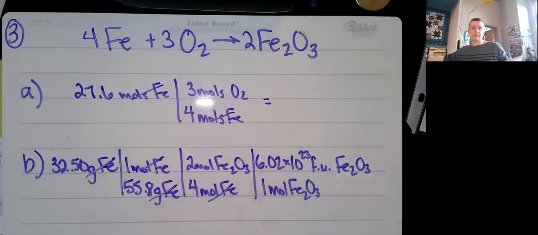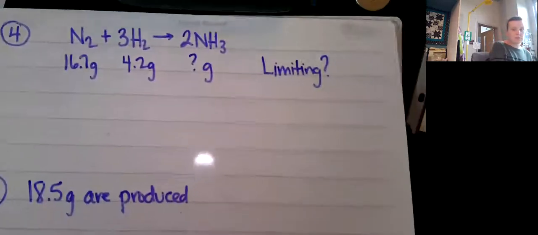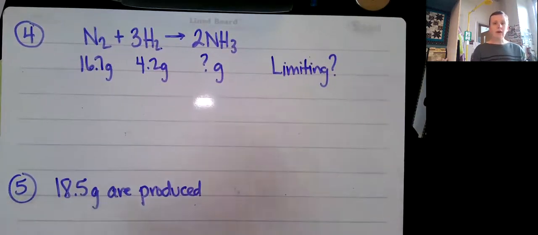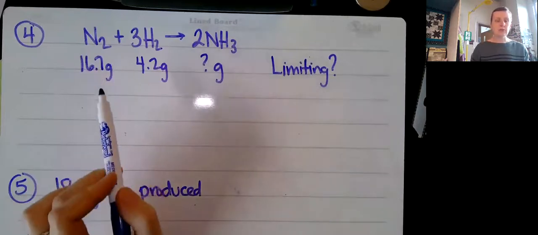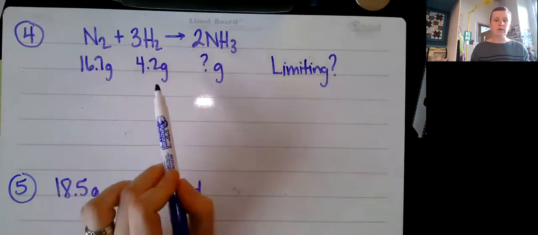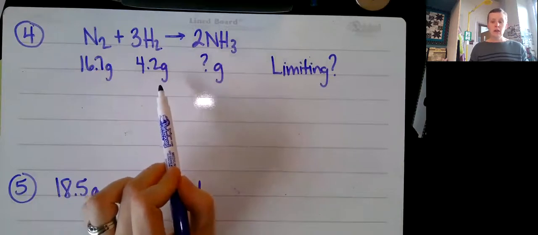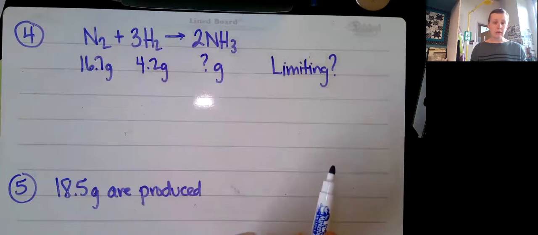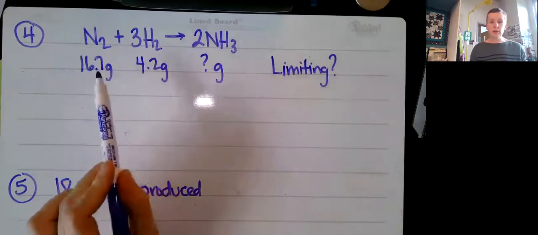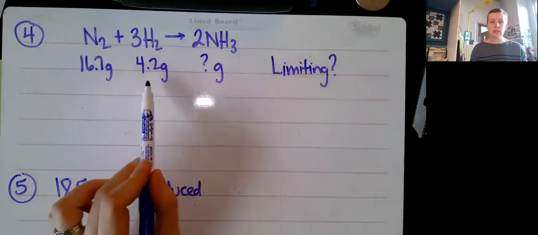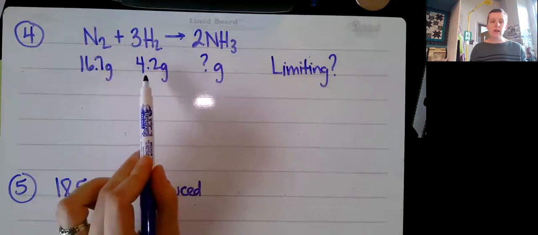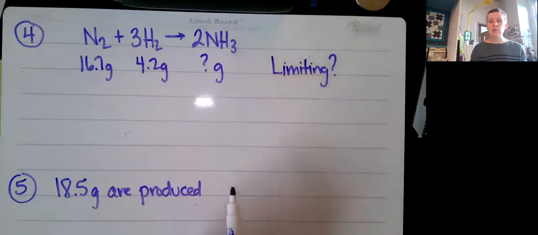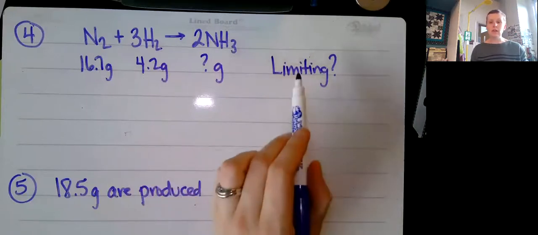Here comes number 4. We're going to get into limiting reactants now. So we have the equation this time. It tells us we have 16.7 grams of nitrogen and 4.2 grams of hydrogen. It says which reactant is limiting and how many grams of NH3 can be made. Remember, these problems will always have 2 full stoichiometry calculations, starting with your given values and ending with whatever we're trying to find. And then we have to compare those answers in order to figure out this piece.